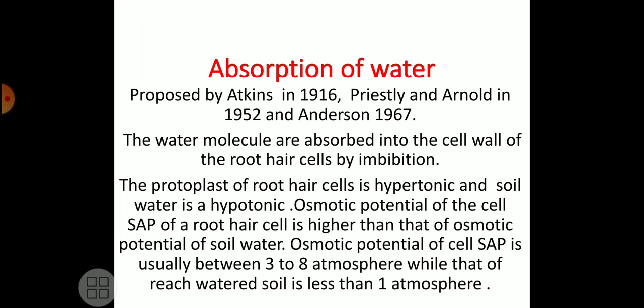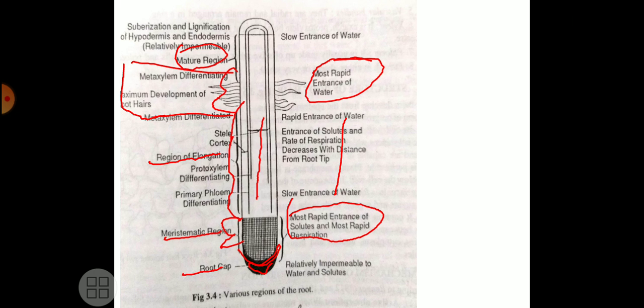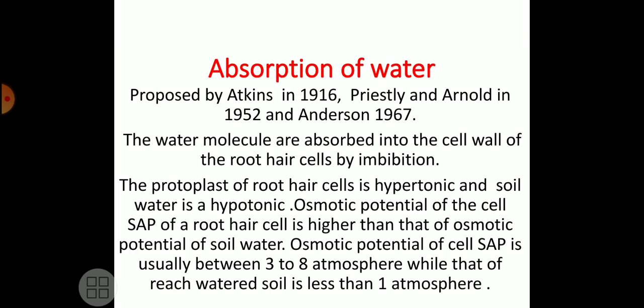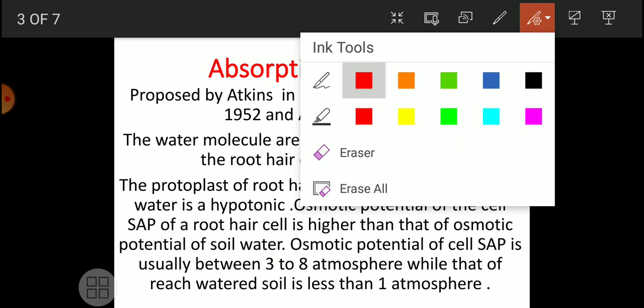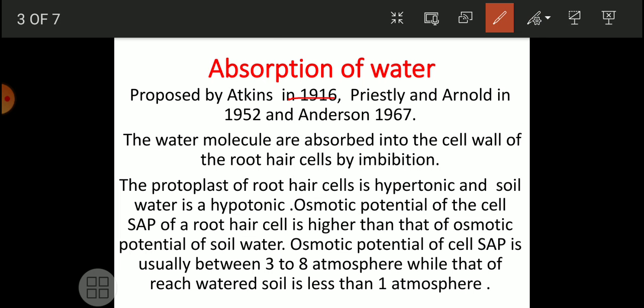Now, absorption of water, actually the absorption of water is proposed by Atkins. That is proposed by Atkins, isn't it? Atkins is the name of a scientist. That fellow in 1916, Priestley and Arnold in 1952, and Anderson in 1967. These scientists have worked a lot on the exact physiological process, that is absorption of water by the plant itself. So their names are there. In which year they have given the exact things about the absorption of water.